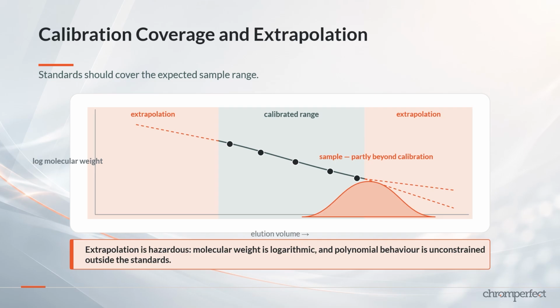A small extension in elution time may correspond to a large change in calculated molecular weight. Polynomial curves can also behave unpredictably outside the region constrained by their calibration points. Results outside the calibrated range should therefore be treated with caution, even when the software can calculate them.